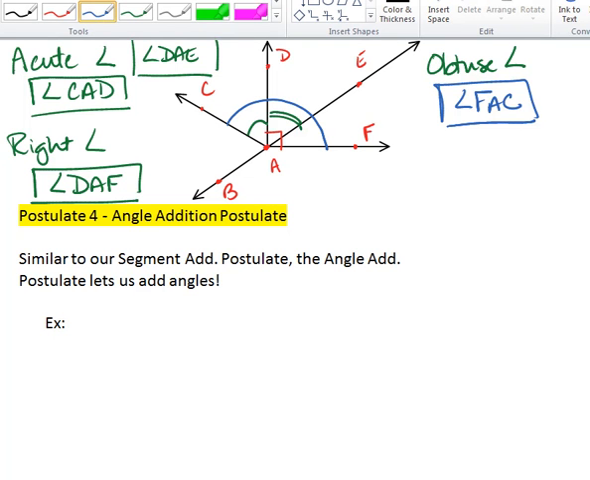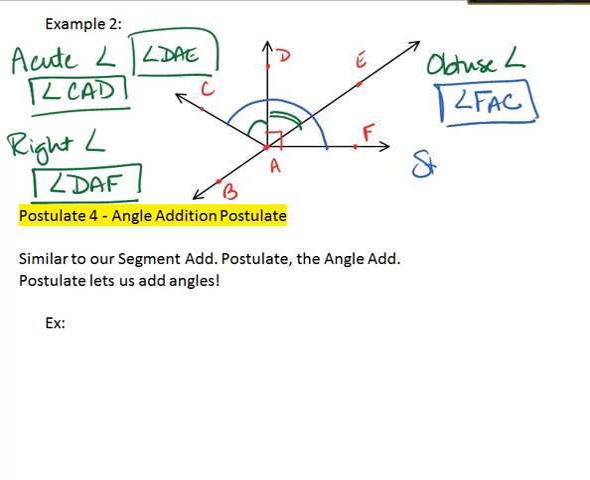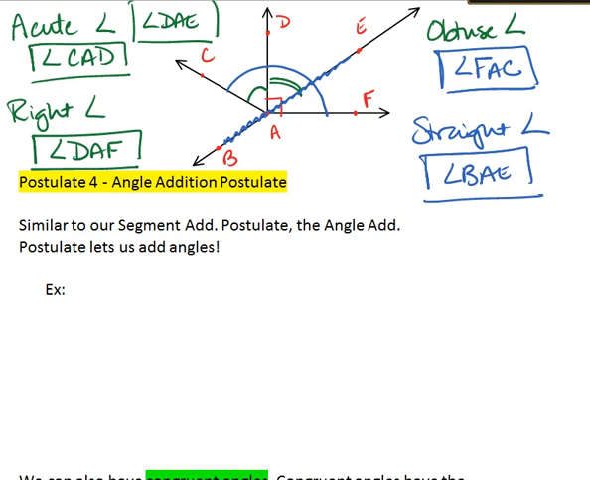And then lastly, let's look at the straight angle. A straight angle, we're looking for that straight line. And we see a straight line that runs through the picture right here. So we're using angle BAE or angle EAB. Okay.